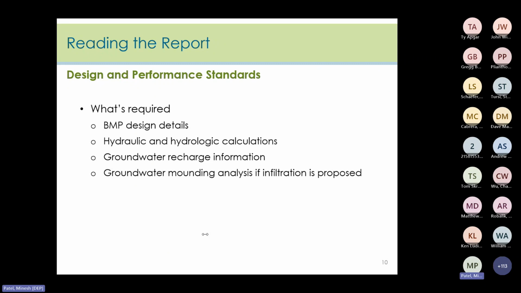The report must include the following information regarding design and performance standards when it comes to what's required, along with any applicable variances, waivers, or exemptions, and how the standards will be met. Again, we find that this is often missing or does not match up to what is on the plan. So this is very important that this information is provided.